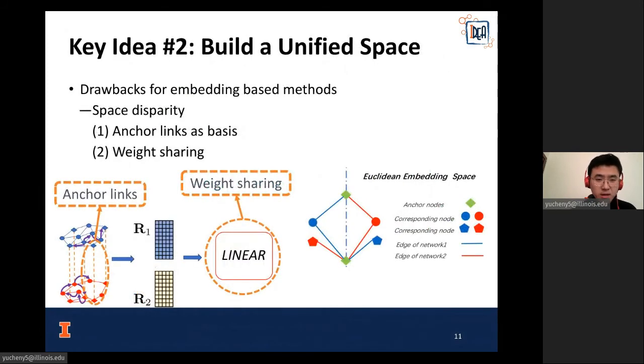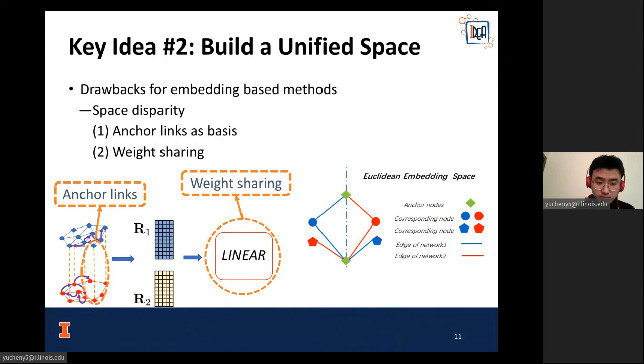And for the embedding-based methods, we want to build a unified embedding space. The key ideas are as follows. First, because the networks are trained in different spaces, we want to use something they have in common to build this unified space. We use anchor links as bases. In this figure, there are five anchor links. For any node in these two networks, we can use the RWR scores from the five anchor links to build a position for this node.